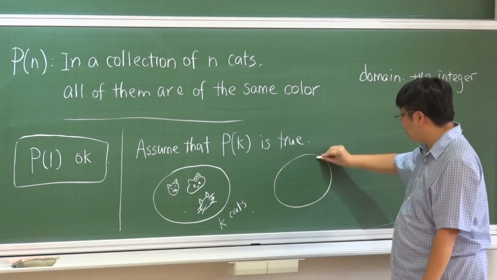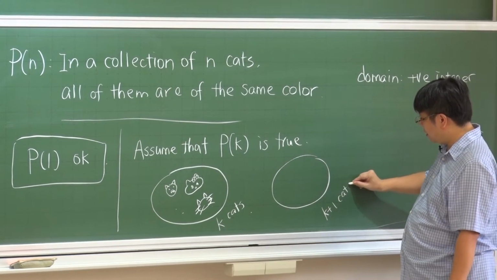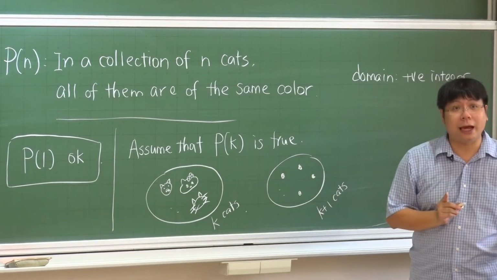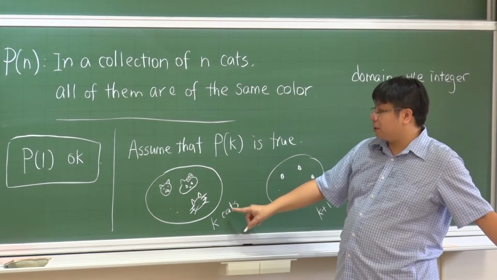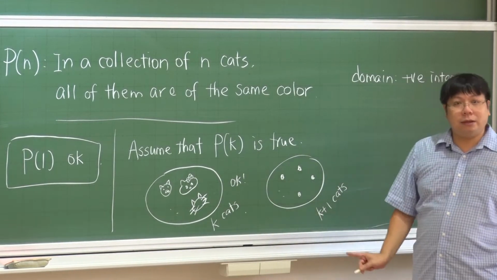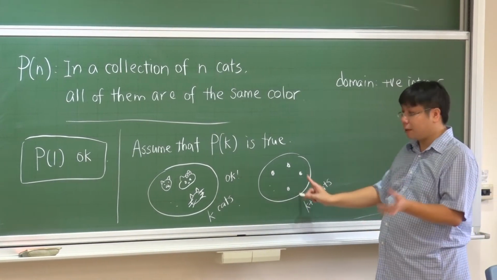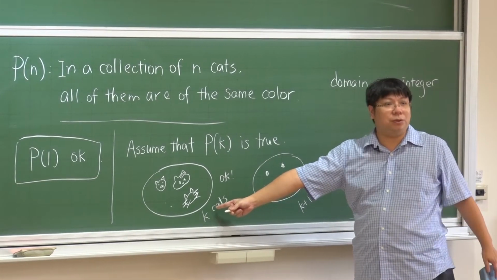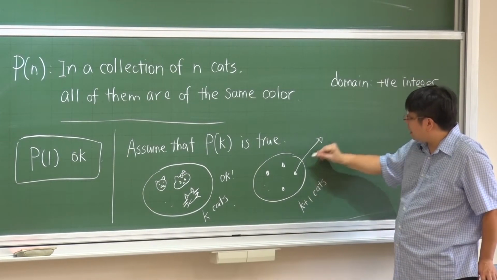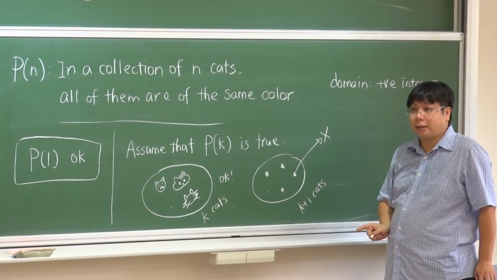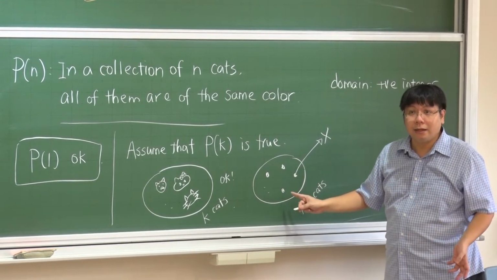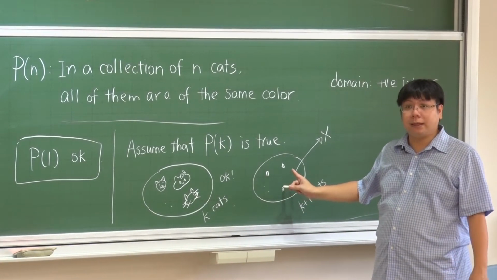Now, consider a case that we have k+1 cats. We have cat 1 here, cat 2, cat 3, cat 4, and so on and so forth. So what shall we do? We assume that in a collection of any k cats, it is true. And now we are dealing with k+1 cats. The best way is to connect this with the situation that we know is correct. So we take away one cat. Let's call this cat x. After taking away this x, the number of cats in the remaining collection is k. So they are all of the same color by this induction hypothesis.